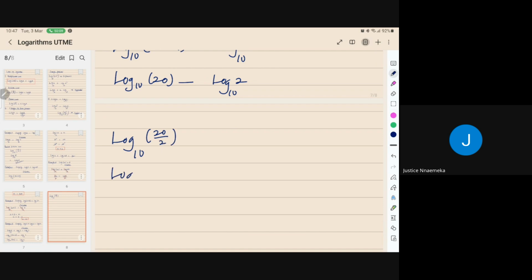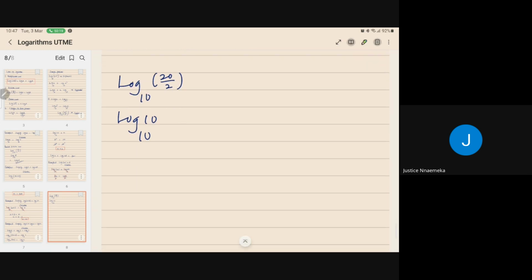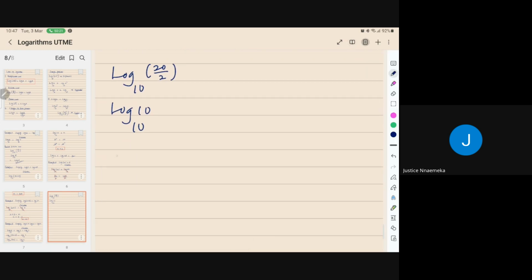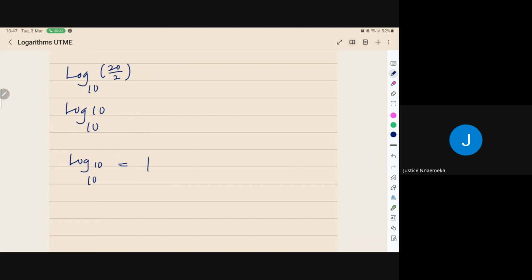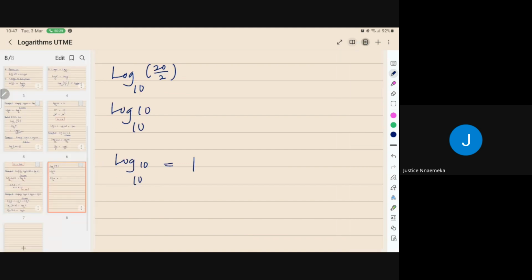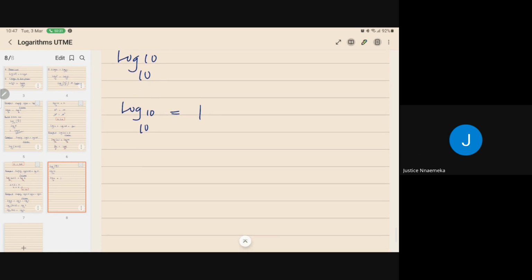So that will give us log 10 of 10, right? So 10 raised to the power what will give us 10? So you're going to see that log 10 is equal to 1. So log 10 is equal to 1. Right? So therefore, this simply means that you know why I got 1, because what number am I going to raise power 10?